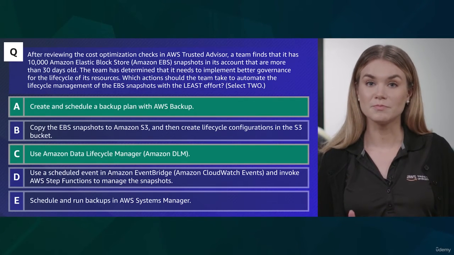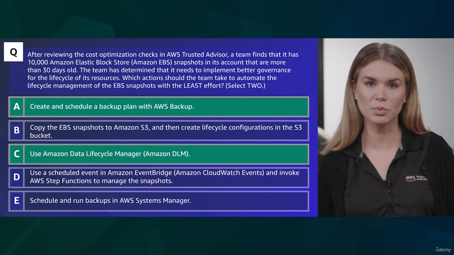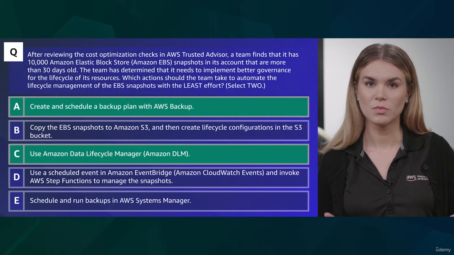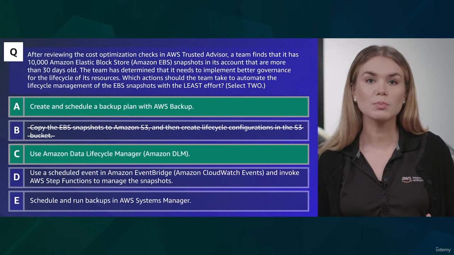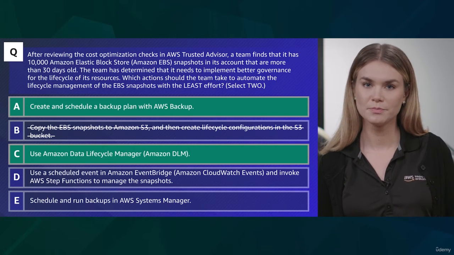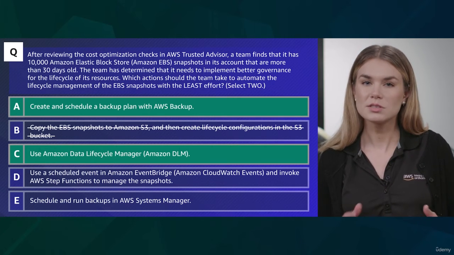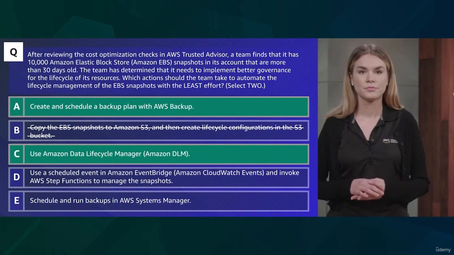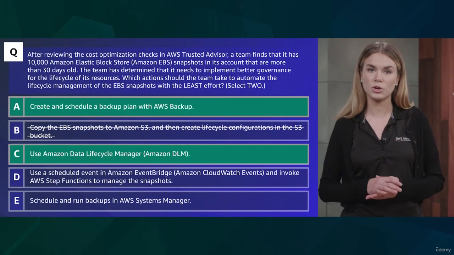So now let's go over the rest of the responses. First up is B, copy the EBS snapshots to Amazon S3 and then create lifecycle configurations in the S3 bucket. This answer is incorrect. While the solution meets the technical requirement, it does not meet the requirement for the least effort. To copy EBS snapshots and set up lifecycle policies on the S3 bucket, the team would need to provide manual effort or create scripts that would need to be hosted somewhere. When you compare this with the automated way Amazon DLM or AWS Backup uses, you can see why this answer is incorrect.